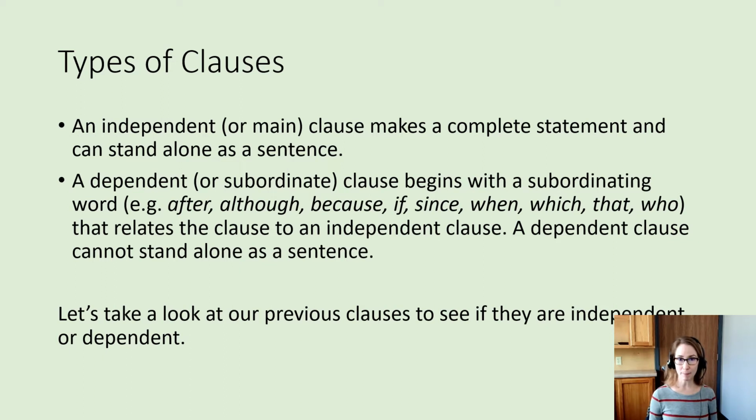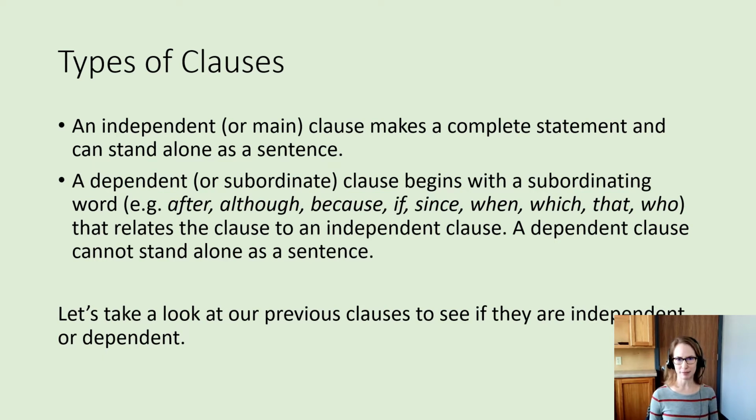It's also called a main clause, and it makes a complete statement and can stand alone as a sentence. A dependent clause, also called a subordinate clause, begins with a subordinating word. Some examples are after, although, because, if, since, when, which, that, who, and there are others. Those subordinating words relate the clause to an independent clause. So essentially, a dependent clause cannot stand alone as a sentence.